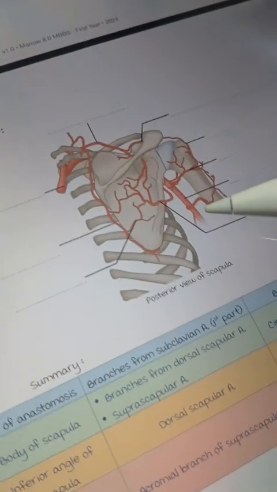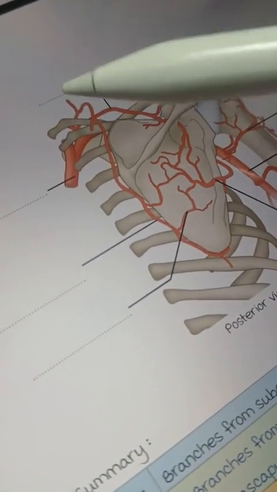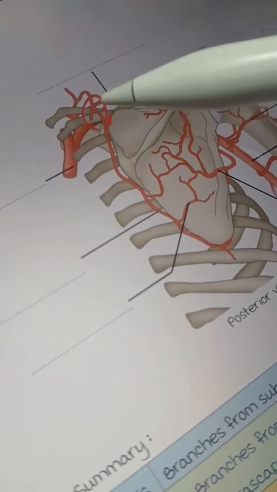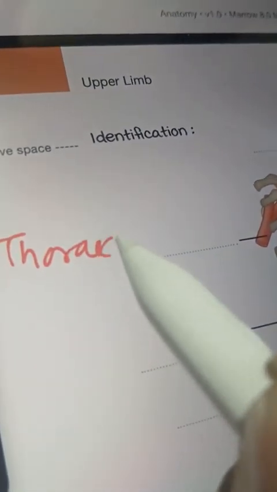Now guys, let's identify and see. What is the identification? This is known as the thoracoacromial trunk, so we'll write it. We can write this identification like this. This is the thoracoacromial trunk. This is the first part of the subclavian artery, and this is the thoracoacromial trunk.